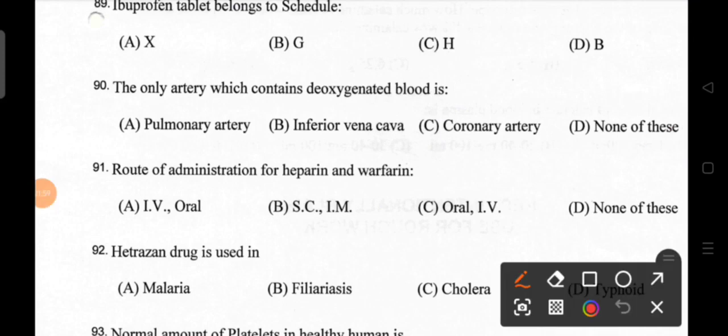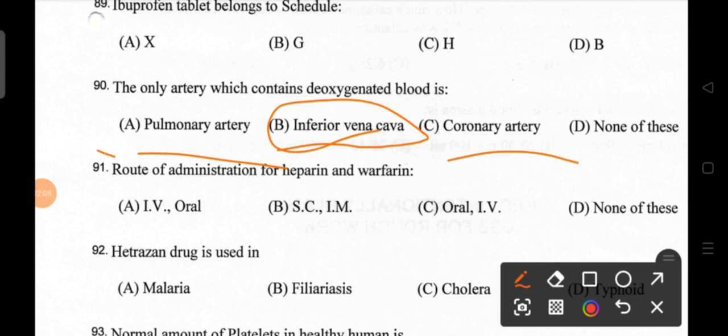So here the inferior vena cava is a vein. Option A and option C are the pulmonary artery and coronary artery. So option A will be the correct answer because the pulmonary artery is the only artery which carries deoxygenated blood. Normally arteries carry oxygenated blood.